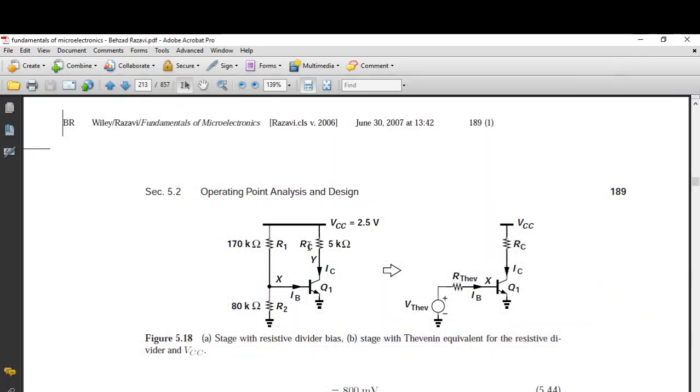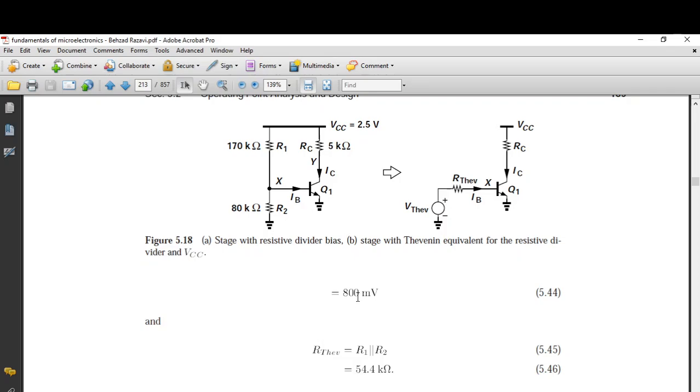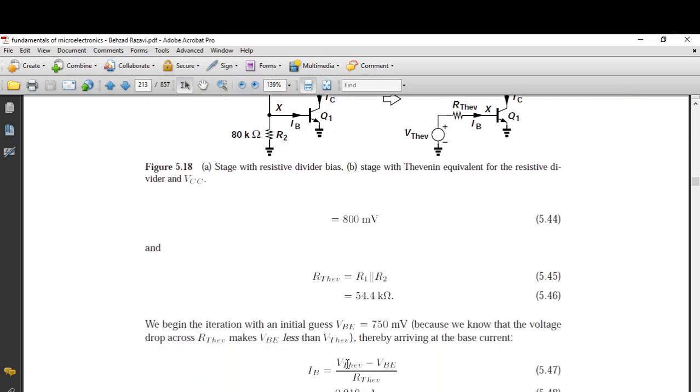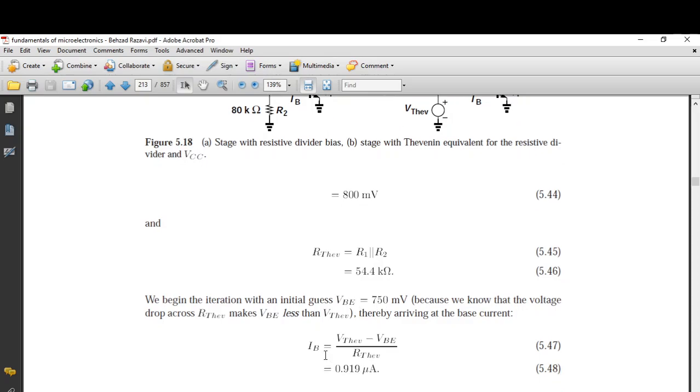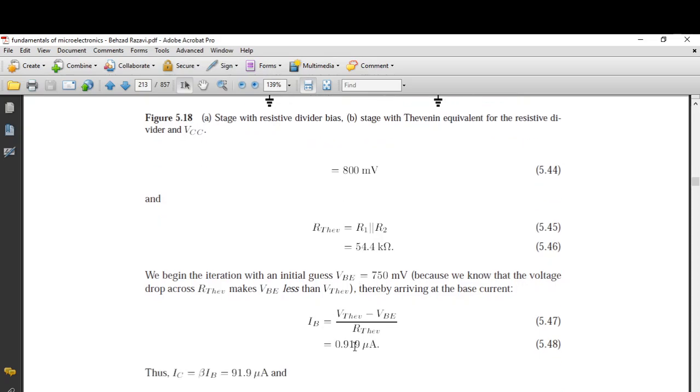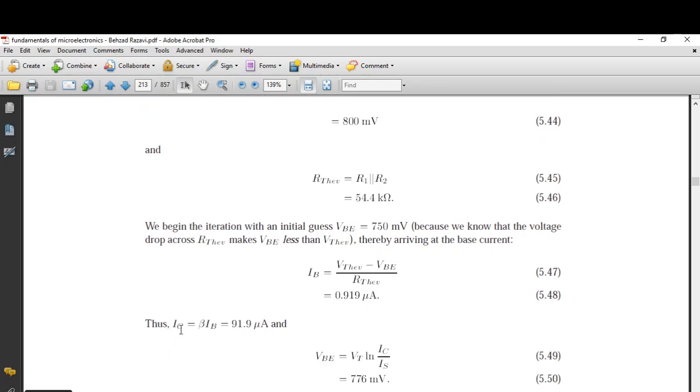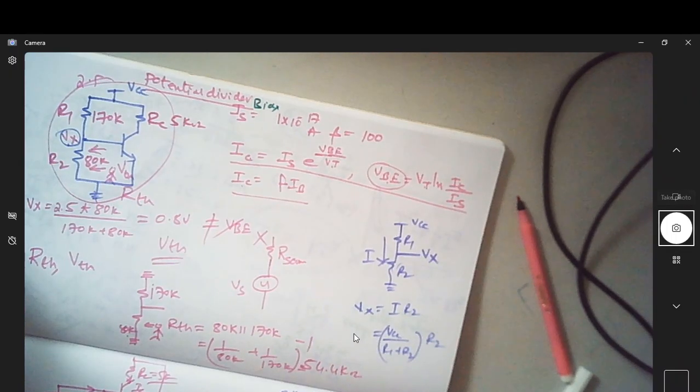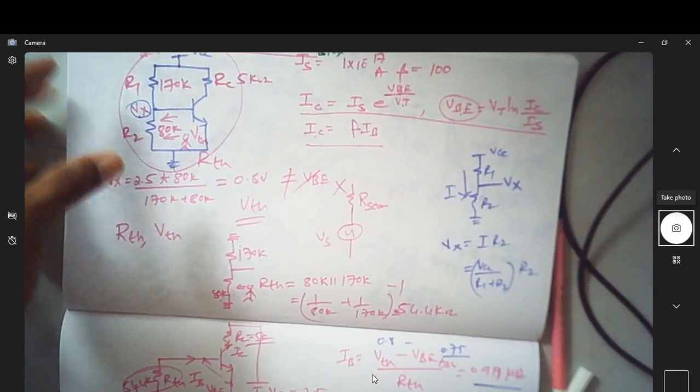Yeah, I got it here. See now, this is what you have. So this is Vx as 800 millivolt and R Thevenin is coming out to be 54.4. Now we are assuming this to be 750 millivolt, so that's VBE. Then IB came out to be 0.919 microampere, which resulted in an IC of 91.6. This is exactly the values that we got here.